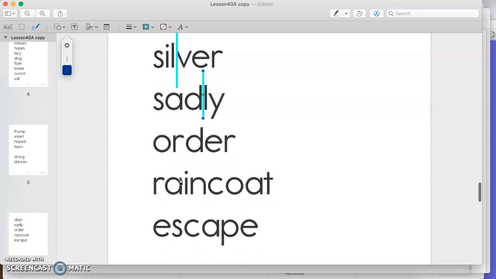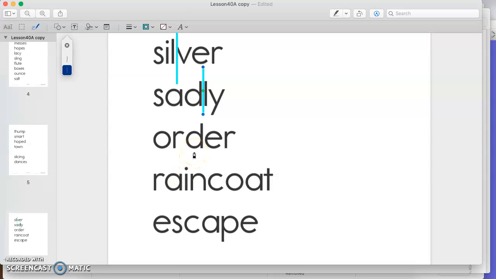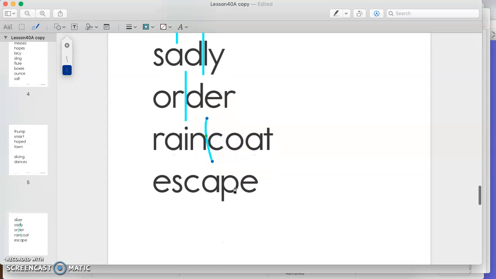This word is order. Snap it. Order. I see a vowel, consonant, consonant, vowel. I split it between the two consonants. Let's read this word. It's raincoat. Snap it. Raincoat. I have a compound word, so I'm going to split it between my two words, between rain and coat. But also look, I have a vowel, consonant, consonant, vowel, so it still keeps within my pattern.